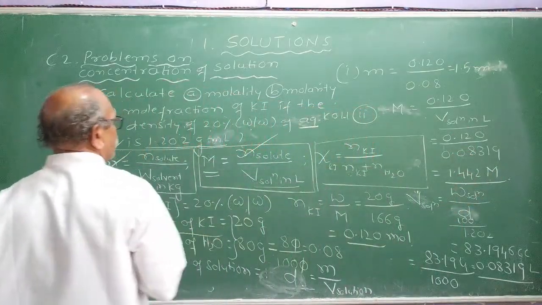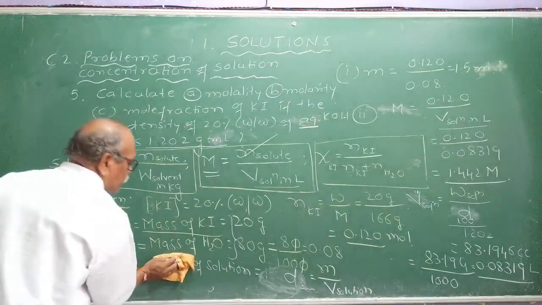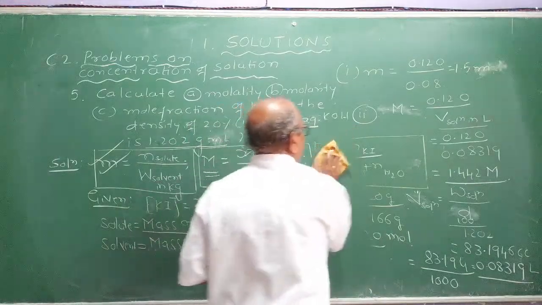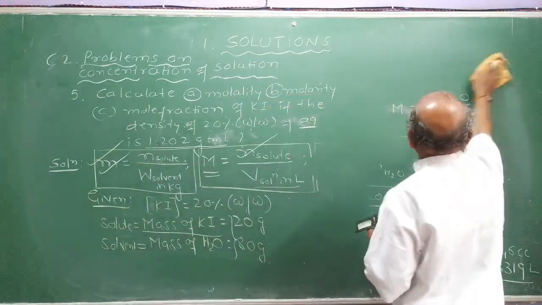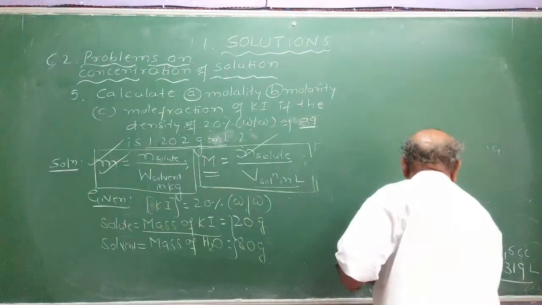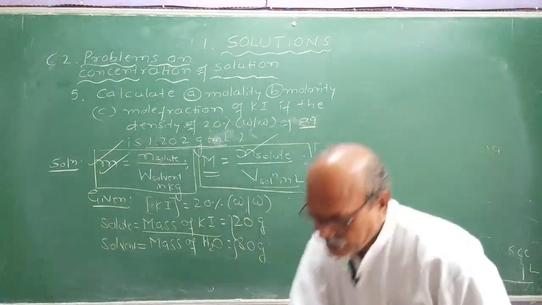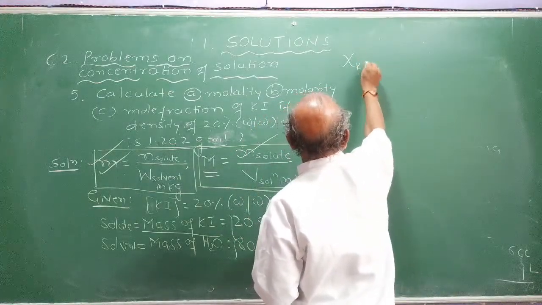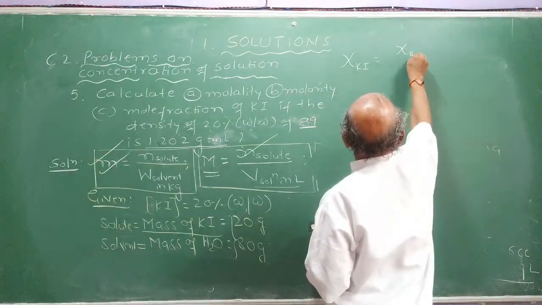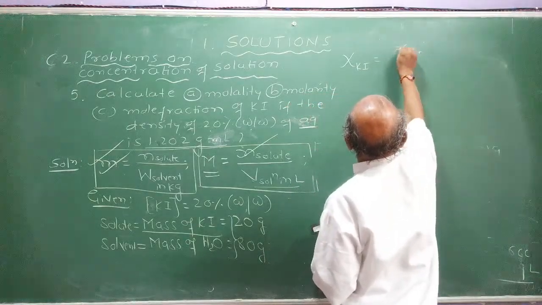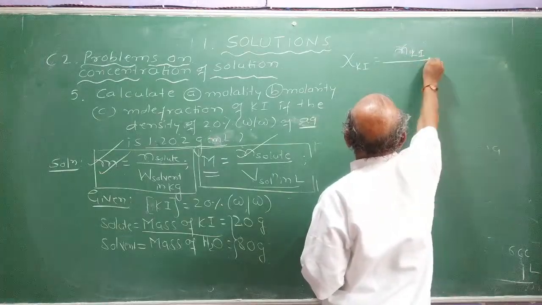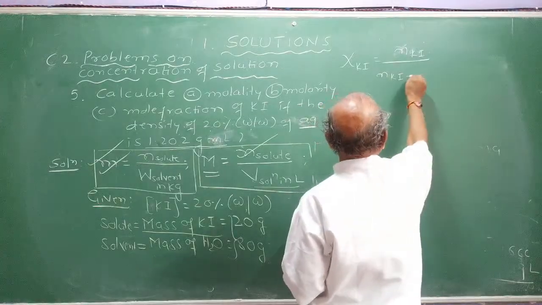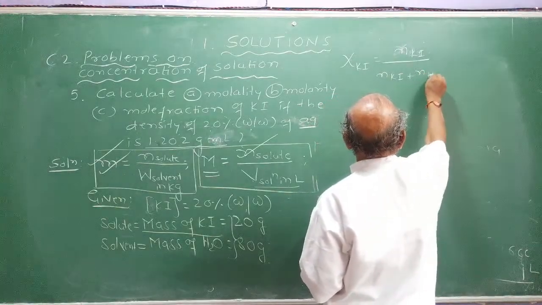Take the third part of it. The third part of it is mole fraction. I will rub this part. Let us calculate mole fraction. To get the mole fraction, you need the number of moles of both. What is the formula to calculate mole fraction? Mole fraction chi of potassium iodide is given by the number of moles of potassium iodide divided by the number of moles of potassium iodide plus the number of moles of water.